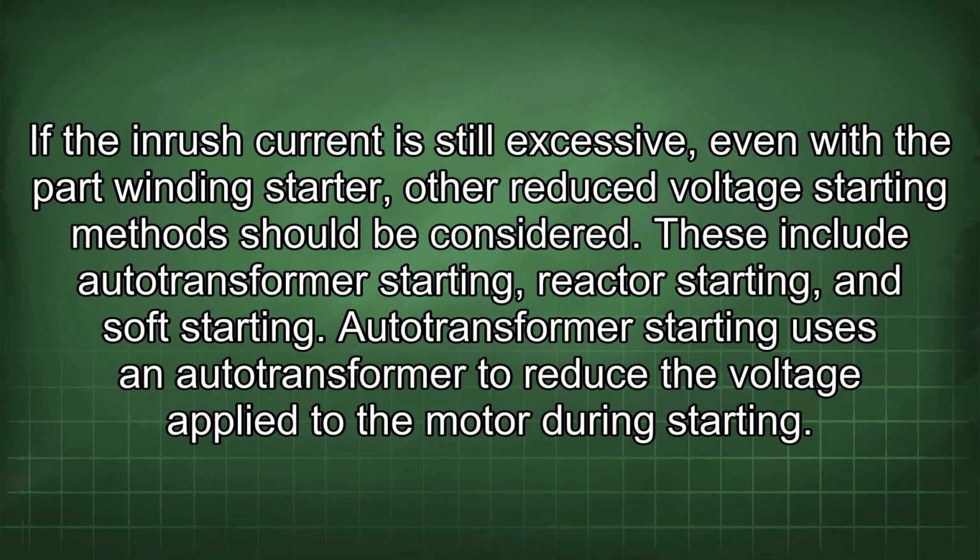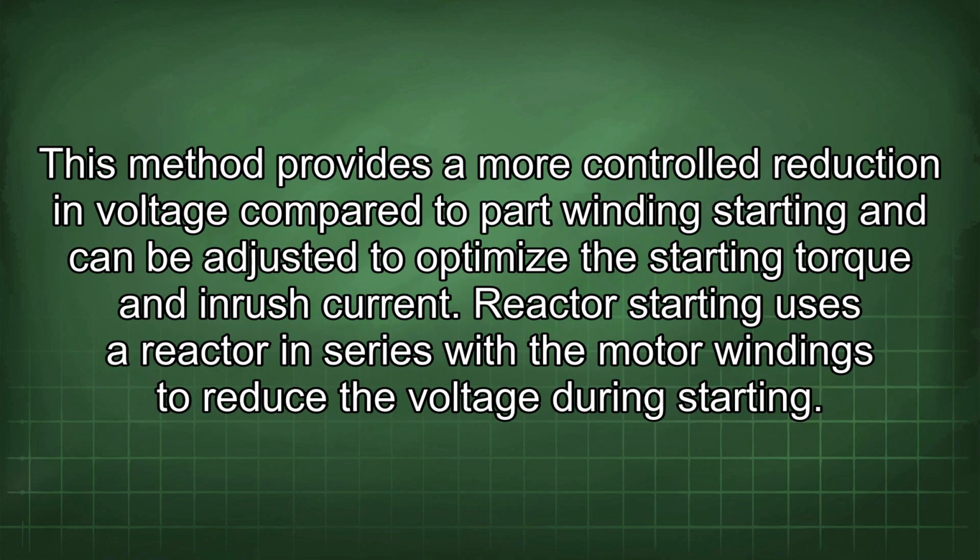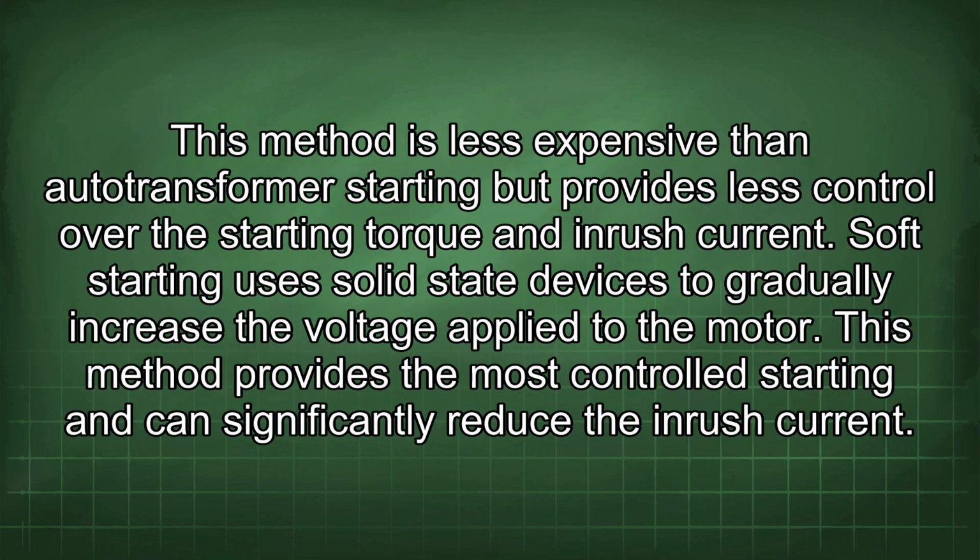Auto transformer starting uses an auto transformer to reduce the voltage applied to the motor during starting. This method provides a more controlled reduction in voltage compared to part winding starting and can be adjusted to optimize the starting torque and inrush current. Reactor starting uses a reactor in series with the motor windings to reduce the voltage during starting. This method is less expensive than auto transformer starting but provides less control over the starting torque and inrush current.